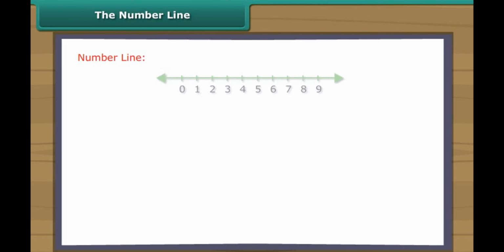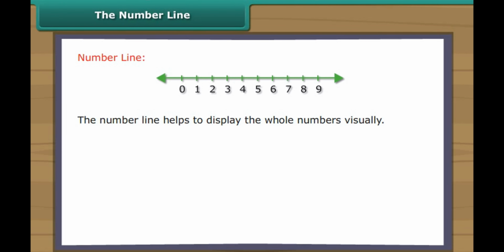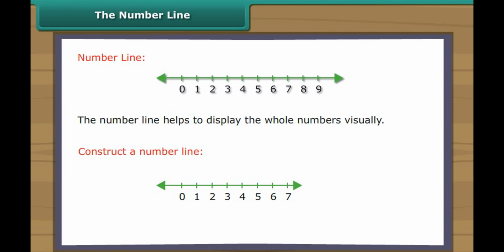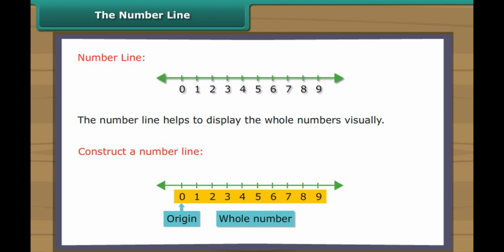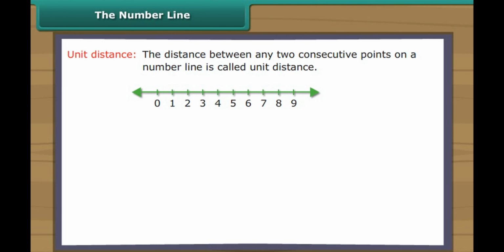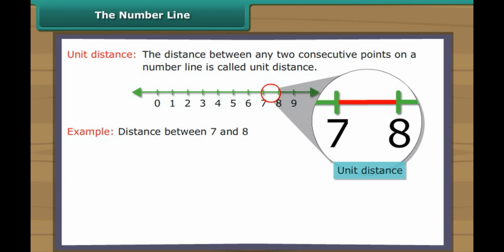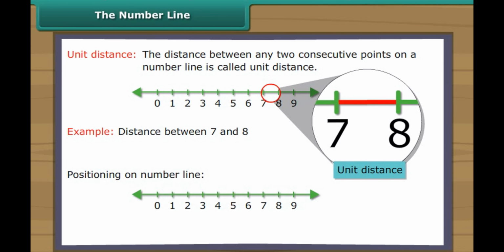The number line. The number line helps to display the whole numbers visually. To construct a number line, we simply draw a straight line and choose any point on the line and label it 0. This point is called the origin. We then choose some convenient length and moving to the right, mark off consecutive intervals, paths, along the line starting at 0. We label each new interval endpoint with the next whole number. The distance between any two consecutive points on a number line is called unit distance. Out of two whole numbers, greater number comes on the right of other number on the number line.